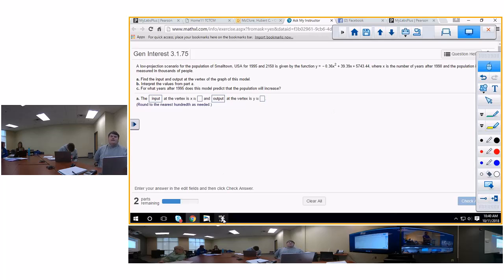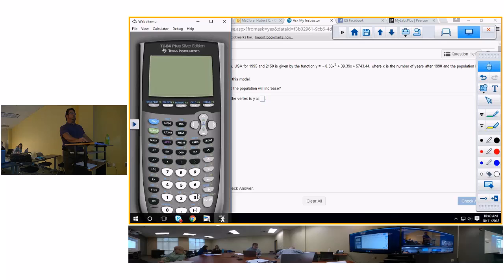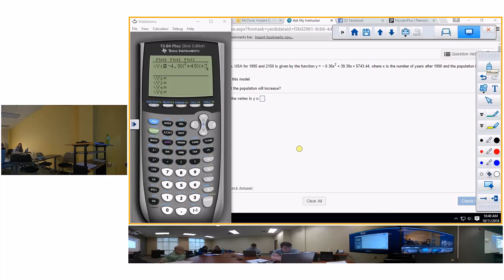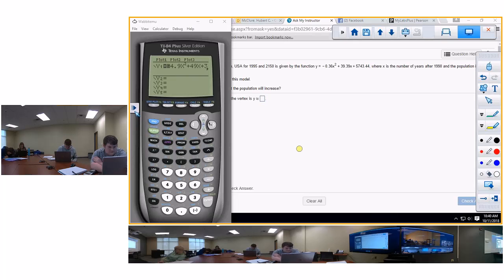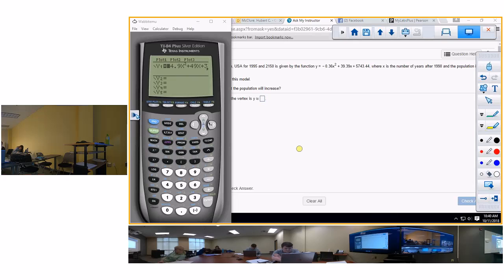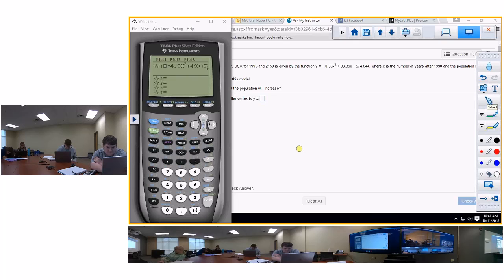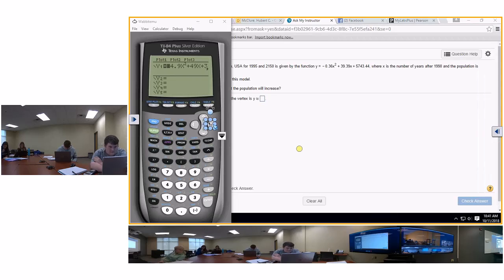I'm going to pull up the handy-dandy calculator. I'm going to punch it in while y'all are working, because it'll take me that long to punch it in. Negative 0.36x squared, negative... I hate this thing sometimes. I really do.